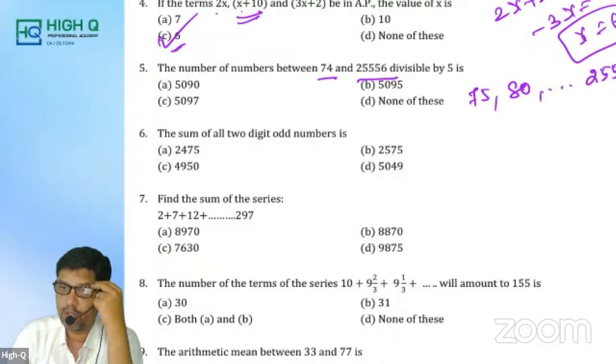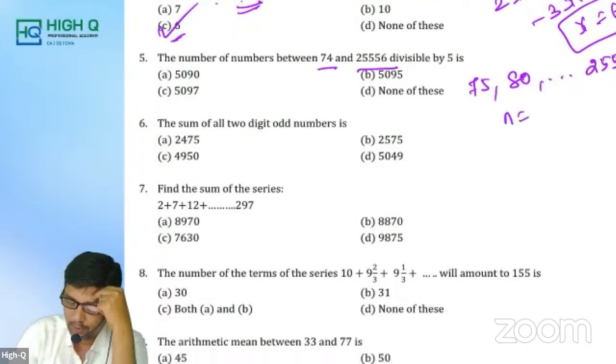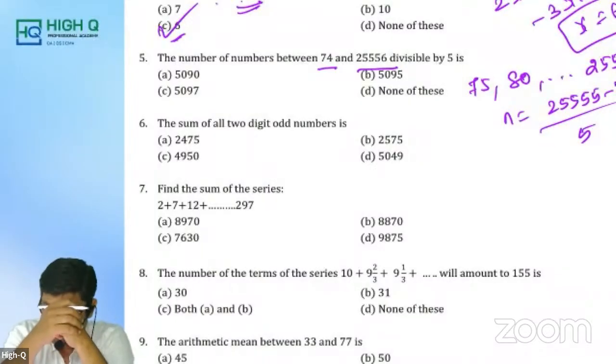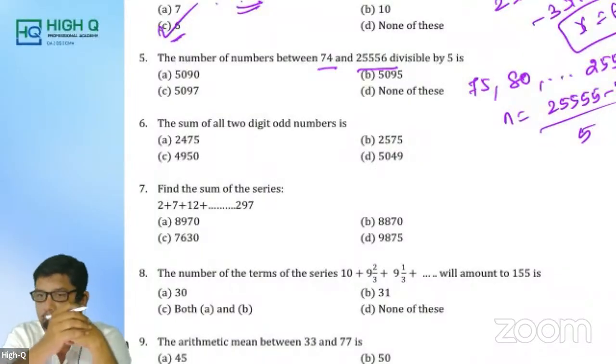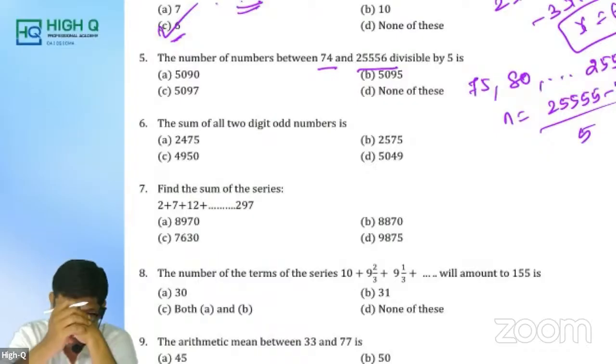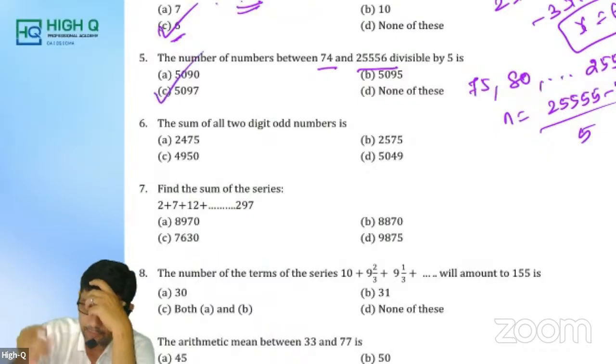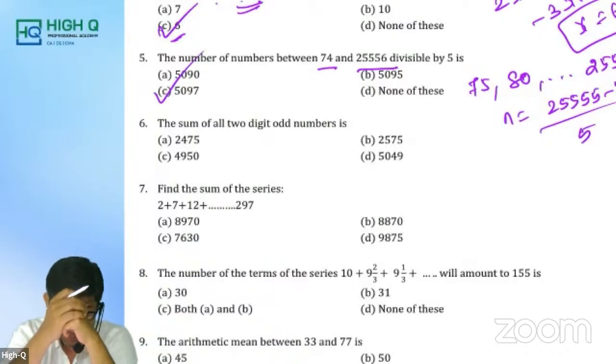Now we need to find out the number of numbers. So what is n equal to? Last term. Is that right, my dear? So what is it? 25,555 minus 75 divided by 5 plus 1. What is it? 5097. Very good. 5097. Okay. Next.